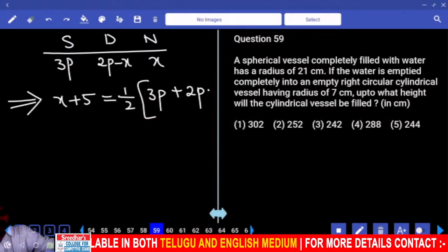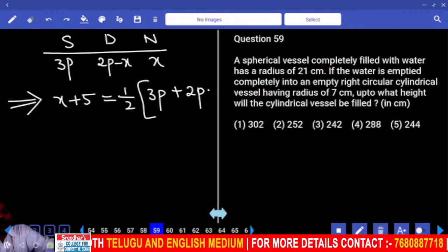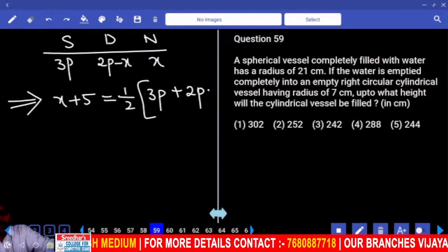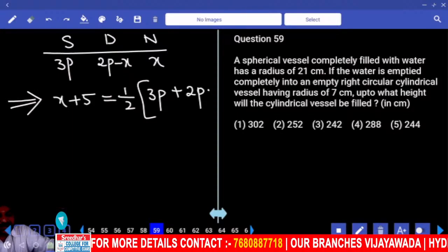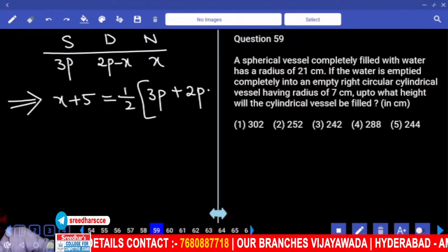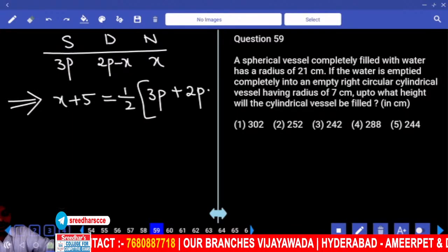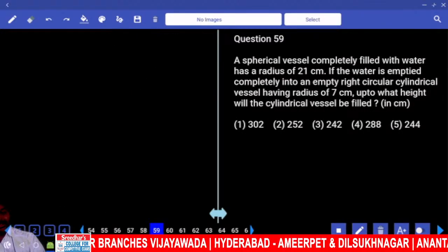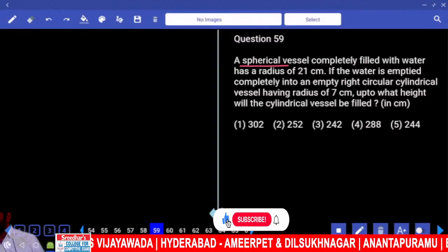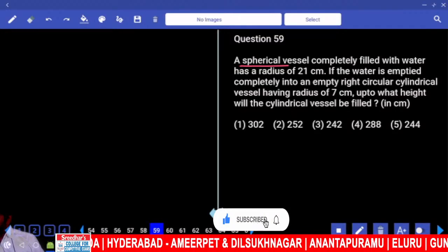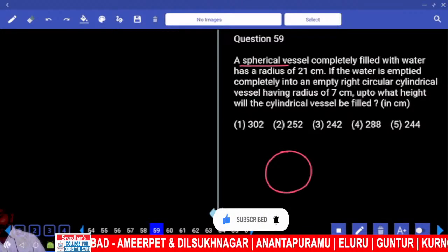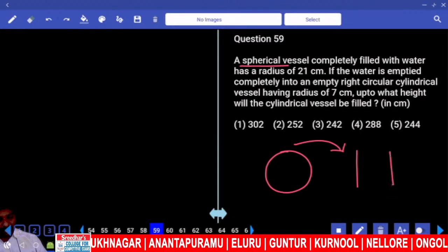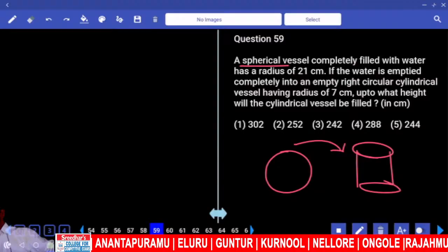A spherical vessel completely filled with water has a radius of 21 centimeters. If the water is emptied completely into an empty right circular cylinder vessel having radius 7 centimeters, up to what height will the cylindrical vessel be filled? Initially we have water in a spherical vessel, meaning a sphere only. We have a sphere filled with water.